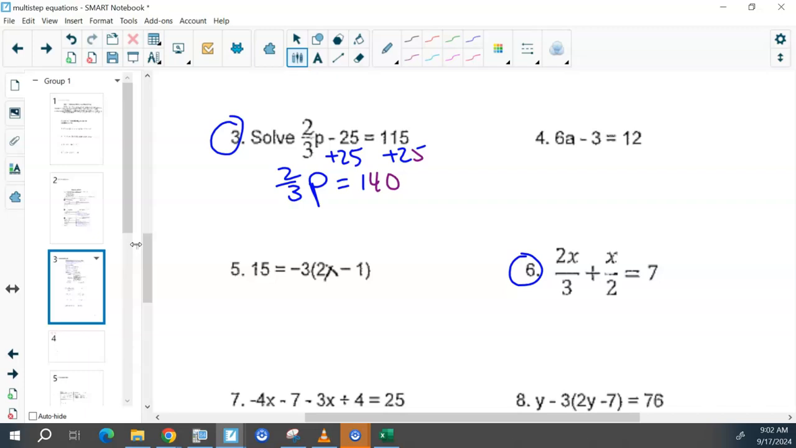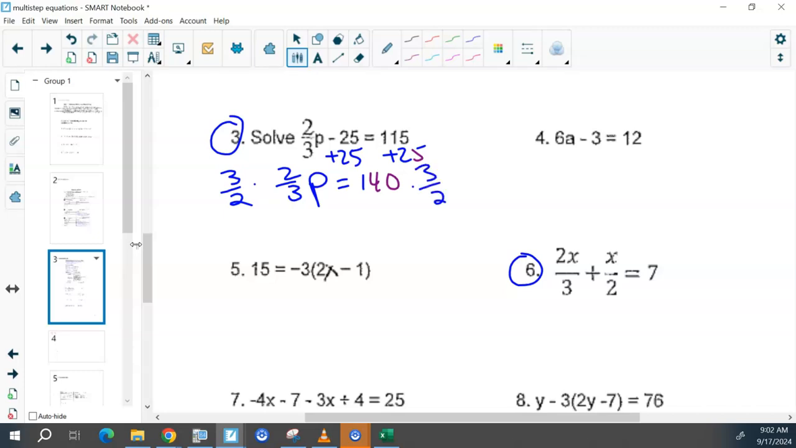And then I'm going to show you how we can do this next part in one step instead of two. So we could multiply both sides by 3 and then divide both sides by 2 in 2 steps. Or we can do this in one by taking this fraction and flipping it and multiplying it on both sides.